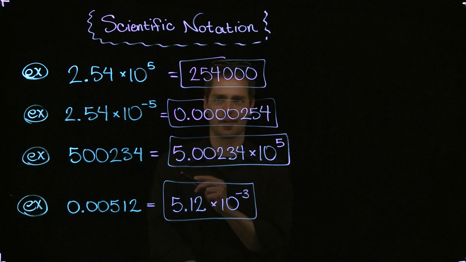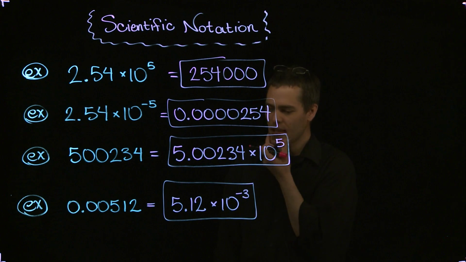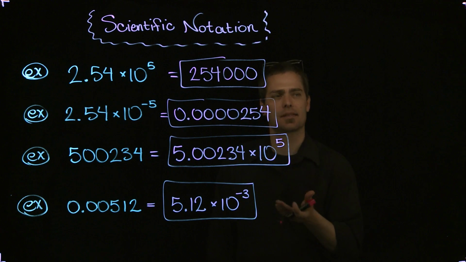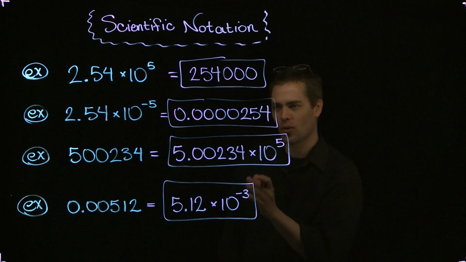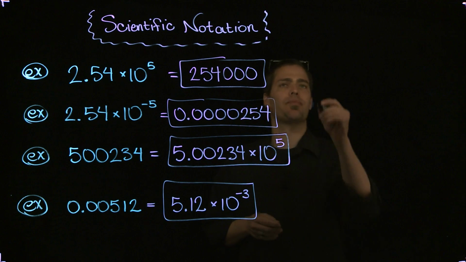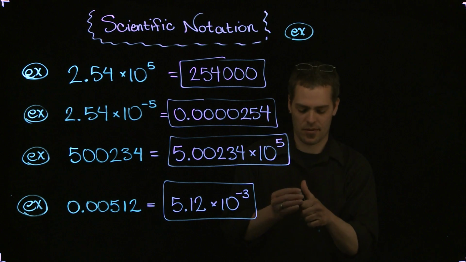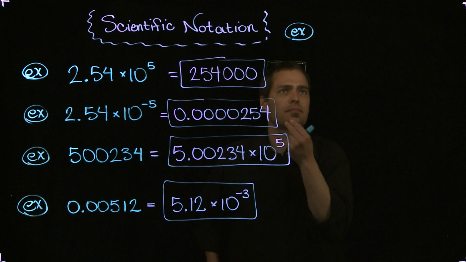Piece of cake, right? And that's why we love scientific notation. Now let me give you an example where something looks like it's in scientific notation, but it's not quite in scientific notation. And this is sometimes where it gets a little tricky. So let me highlight it for you to hopefully demystify it.